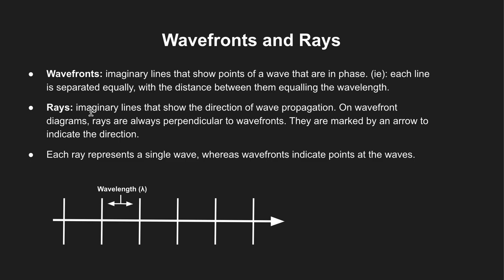Then you have rays, which are imaginary lines that show the direction of the wave propagation. And on wavefront diagrams, you can see here, this is the ray and these are the wavefronts. Rays are always perpendicular to the wavefronts and vice versa. They're marked by an arrow to indicate the direction as well.